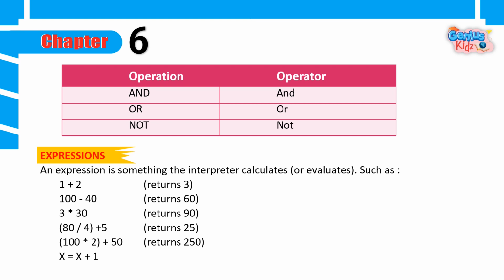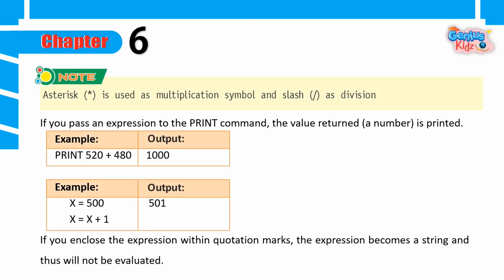Expressions. An expression is something the interpreter calculates or evaluates, such as 1 plus 2 returns 3, 100 subtraction 40 returns 60, 3 multiplied by 30 returns 90, 80 divided by 4 plus 5 returns 25, 100 multiplied by 2 plus 50 returns 250, x is equal to x plus 1. Note: asterisk is used as the multiplication symbol and slash as the division symbol.